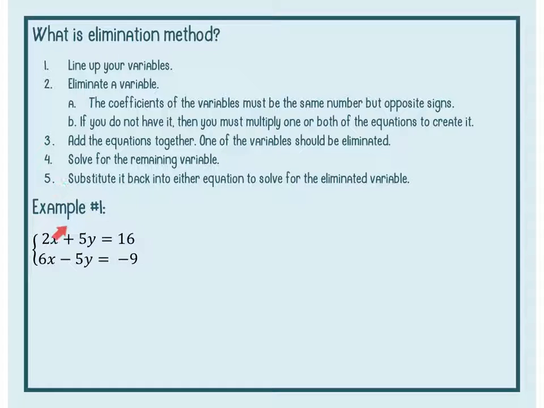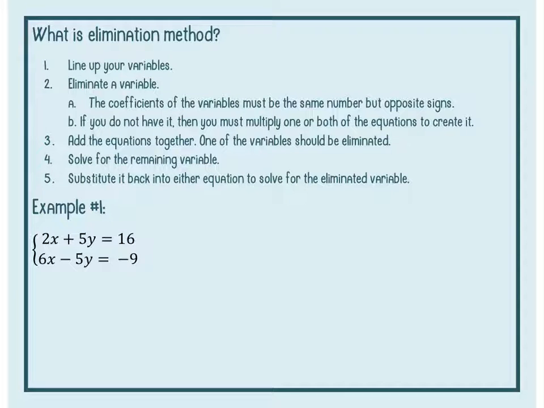Now, my example 1 looks perfect. Everything is set up. I'm looking for the same number and different signs. If I have A, the same number but different signs, or opposite signs, it's perfect. Now, the only problem with this one is, even though finding one variable is easy, my forewarning is it's a fraction. So I'm not going to finish question number 1.